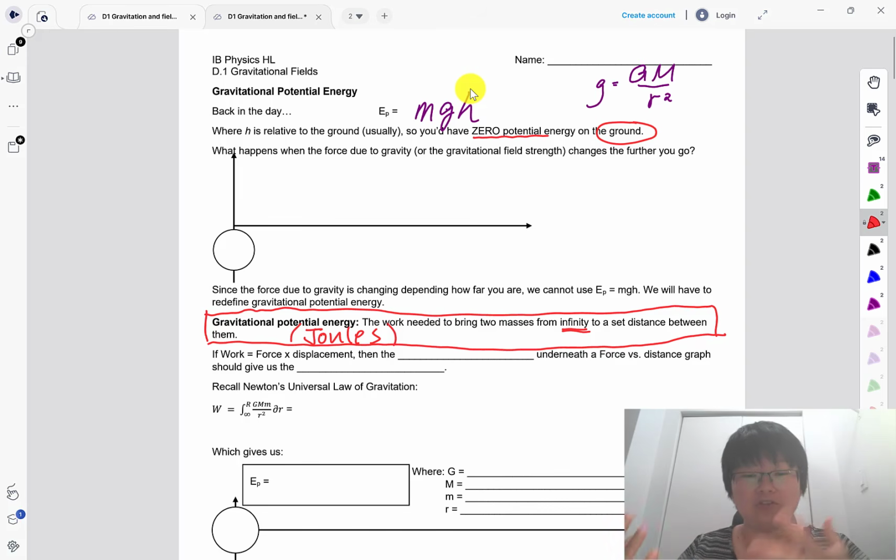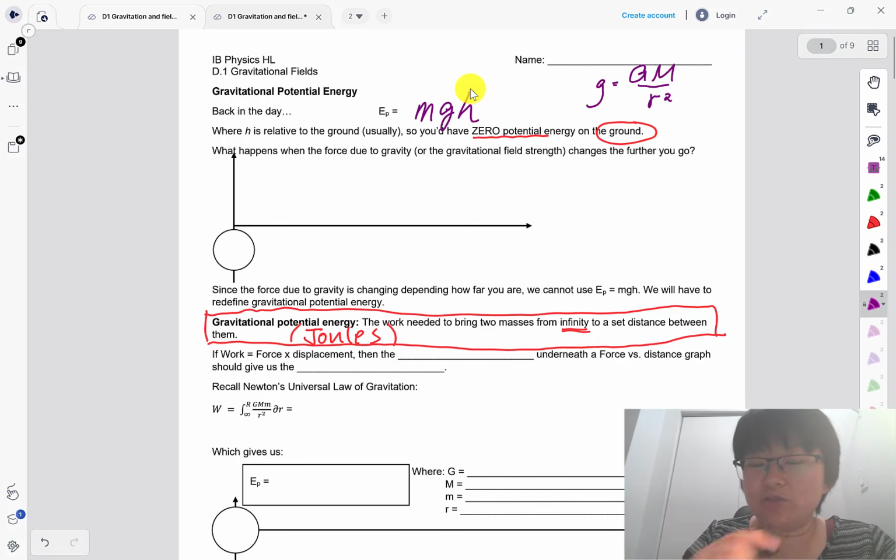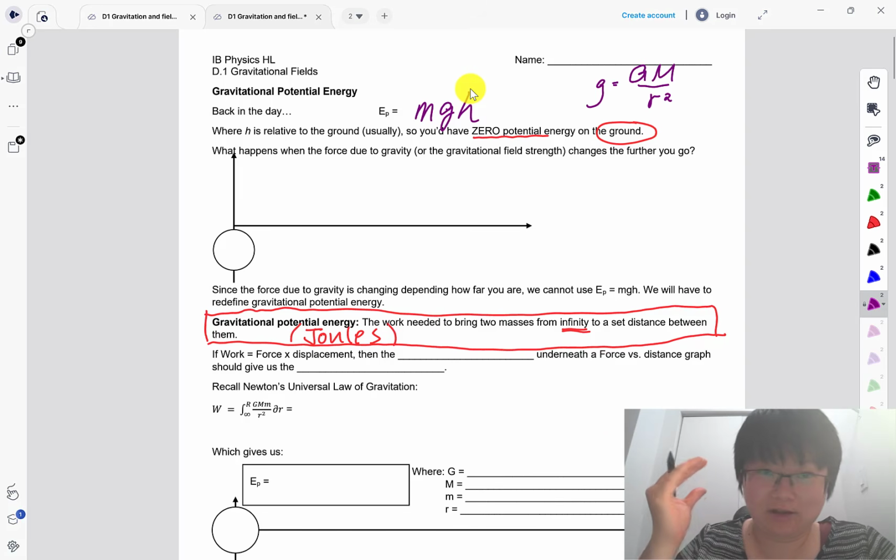in relation to your two objects' mass. And of course, what does it mean from infinity to a set distance apart? And with that being said, we want to go to a core definition of what is work. Okay, so work, based off of what we learned in classical mechanics, is force times displacement.